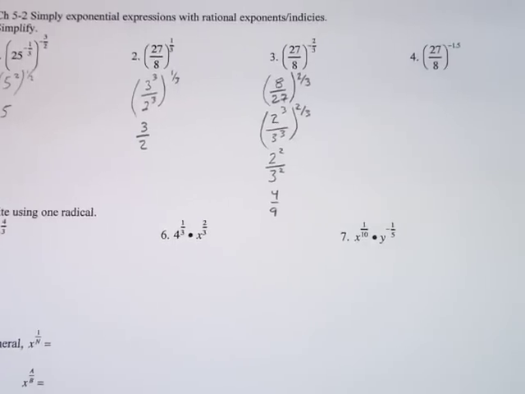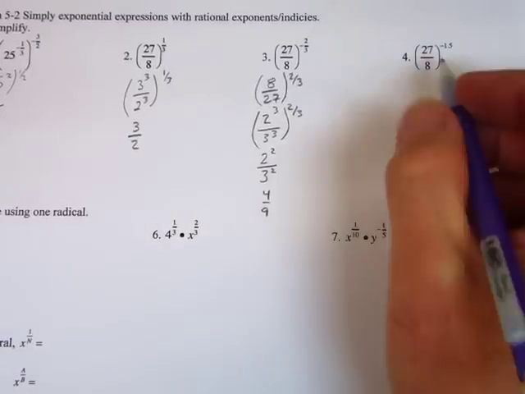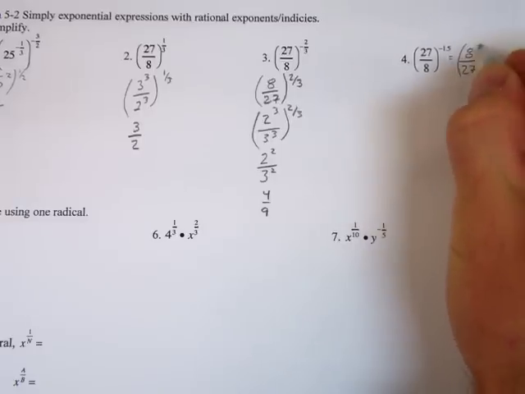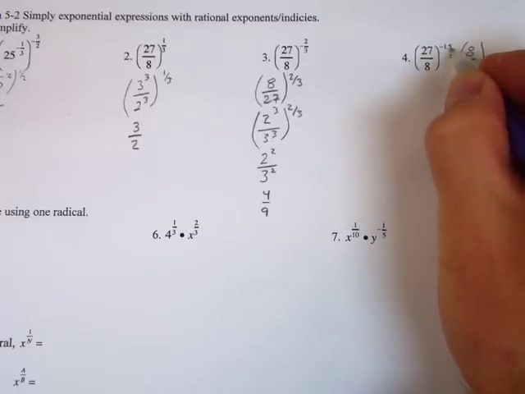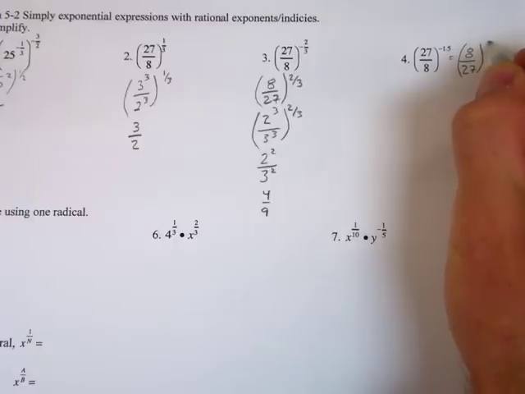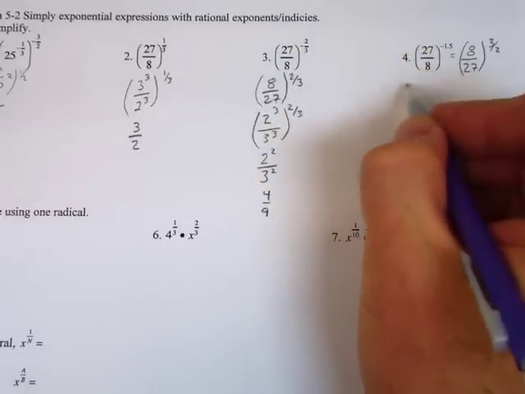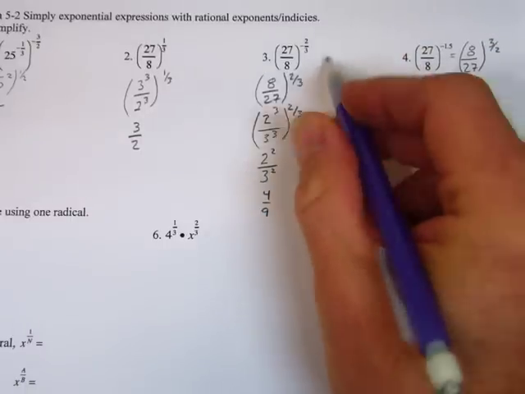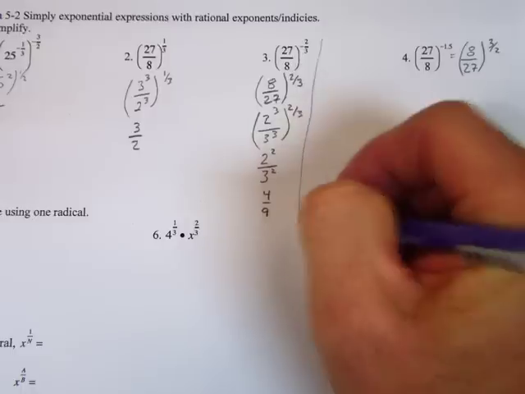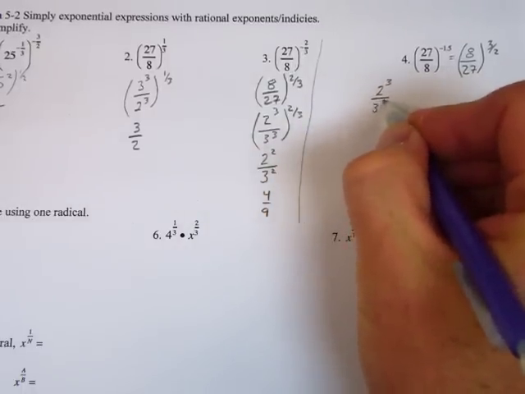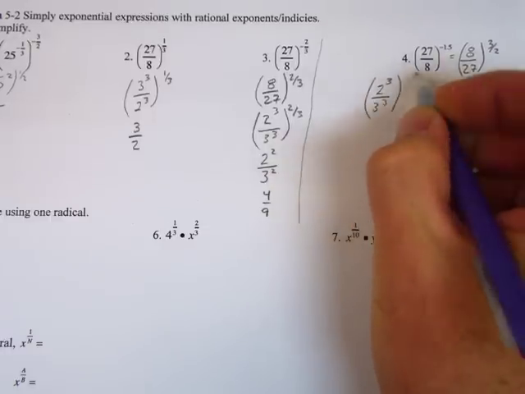The next one is a little more involved. There's several things going on. So let's first flip the fraction. 8 over 27 raised to the positive 1.5, which is the same as 3/2 power. I'm going to need a little bit more space here. And this will be 2 cubed over 3 cubed raised to the 3/2.